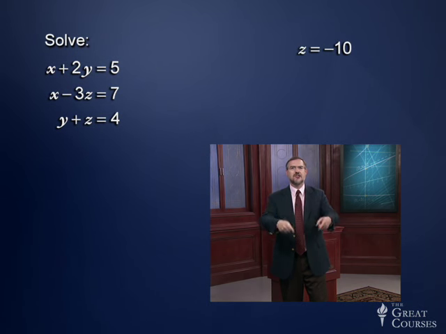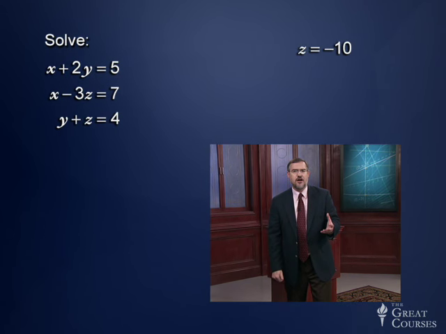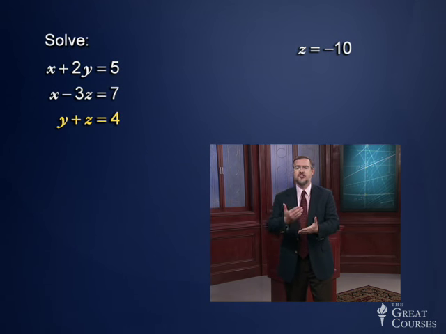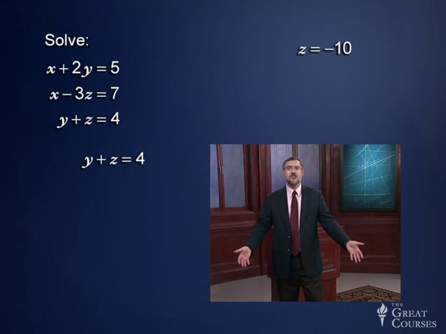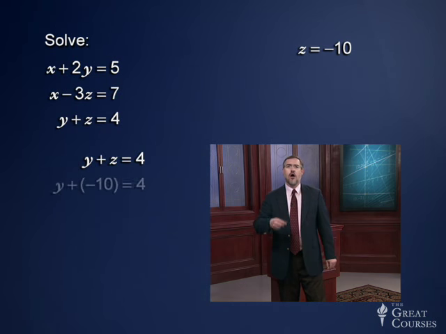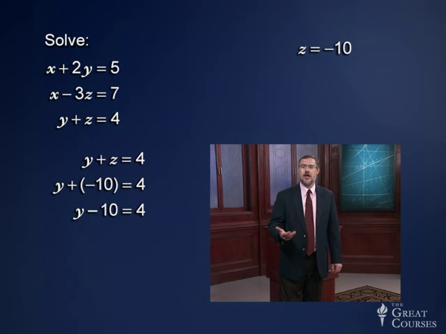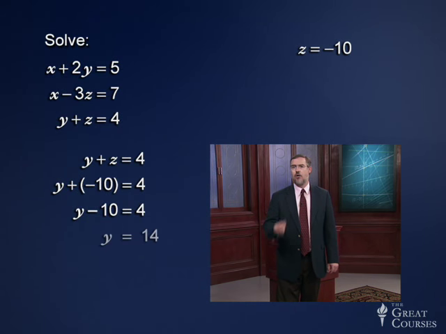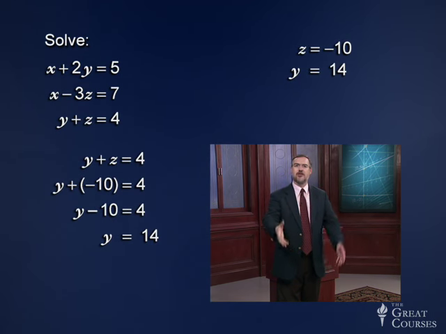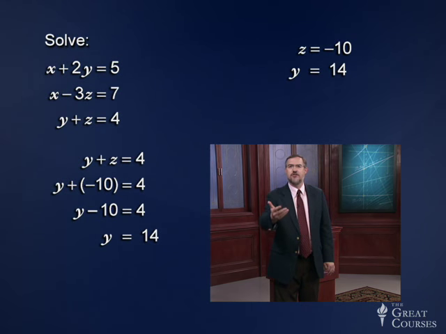And now let's start back substituting to find either the x or the y. In this case, it's going to be easy to find the y first, because we already had an equation like y plus z equals 4, and we know that z is negative 10. So if I plug in negative 10 for z, I'll have y plus negative 10 equals 4, or y minus 10 equals 4, and adding 10 to both sides of that gives me y equals 14. Now you know z and you know y.